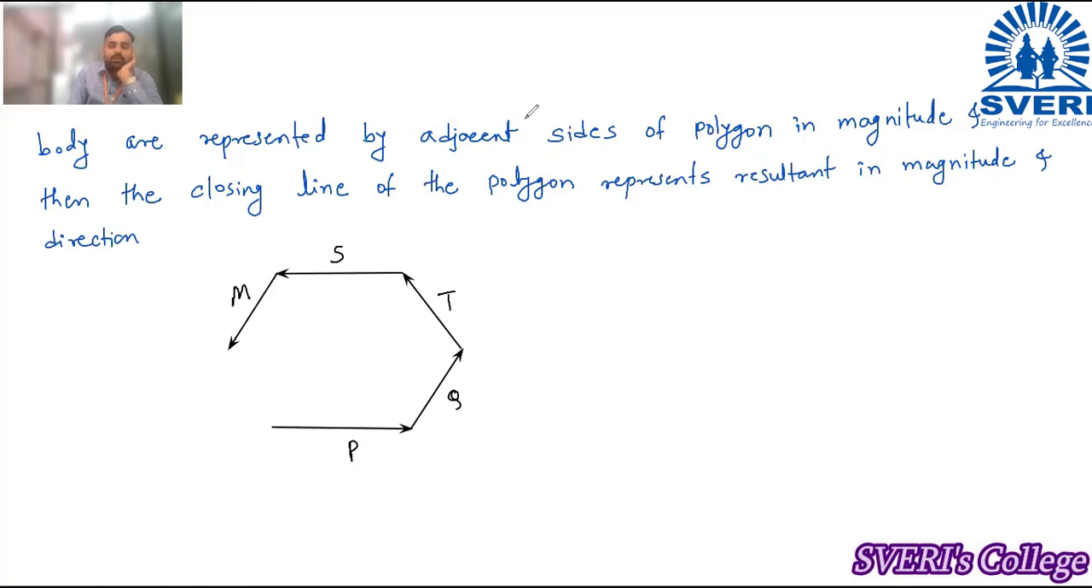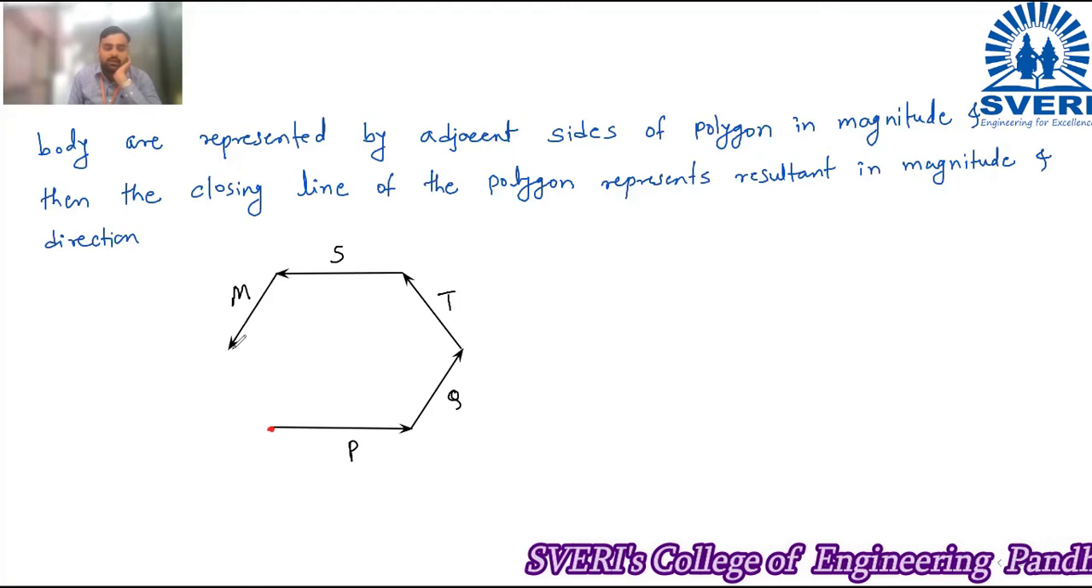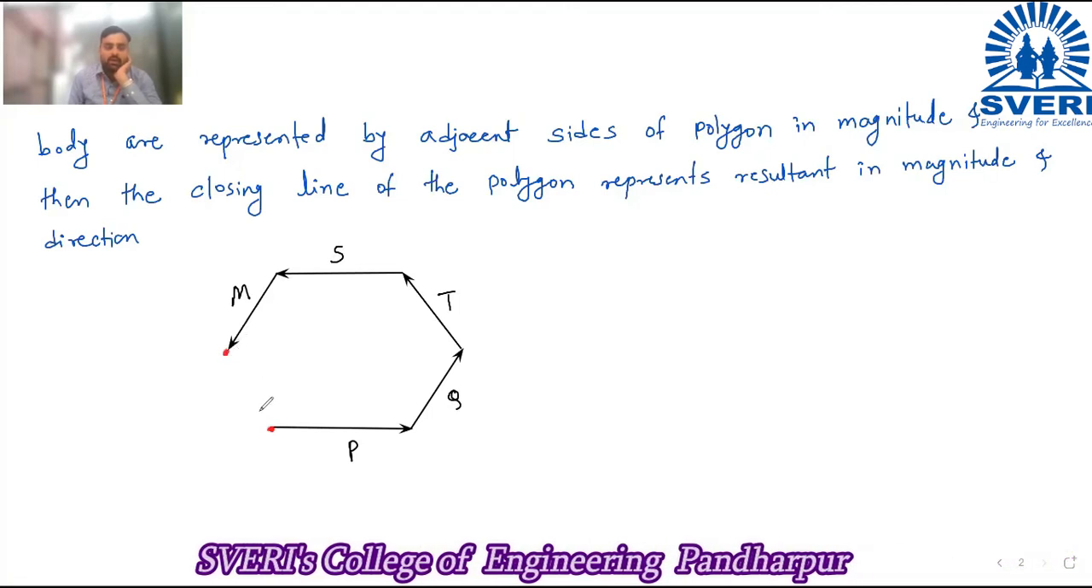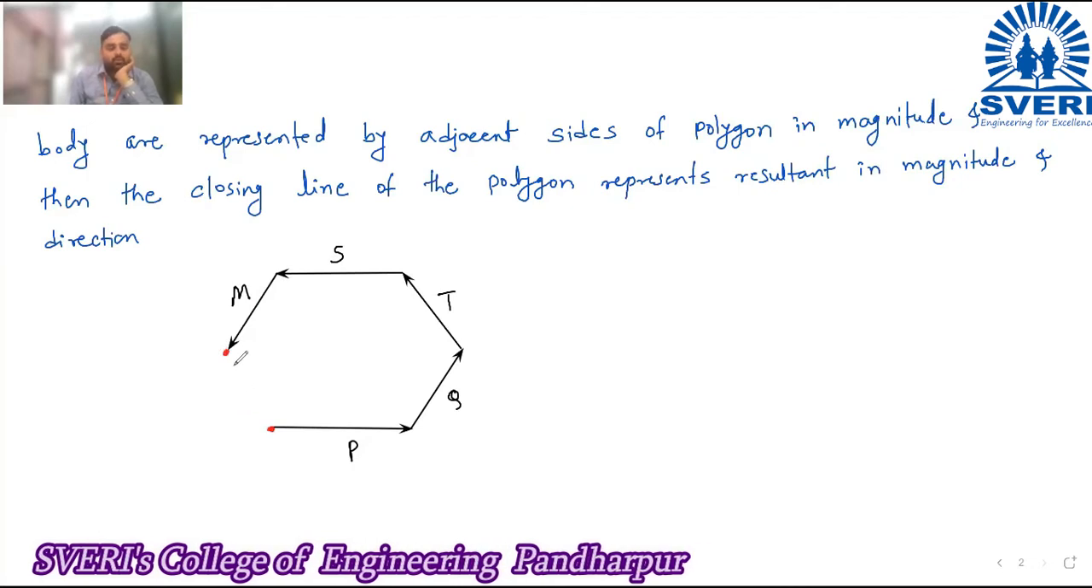So which is our starting point? This point is our starting point. Okay, and this is the end point. So the line joining the starting point and end point is called the closing line.